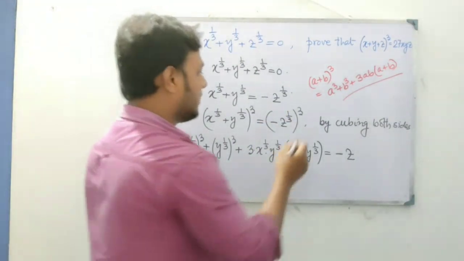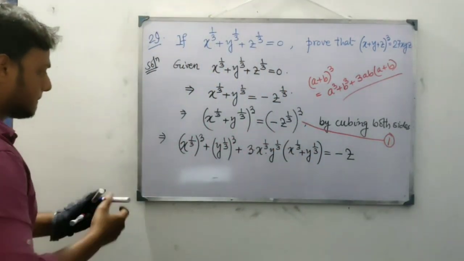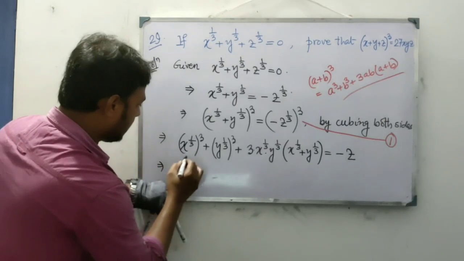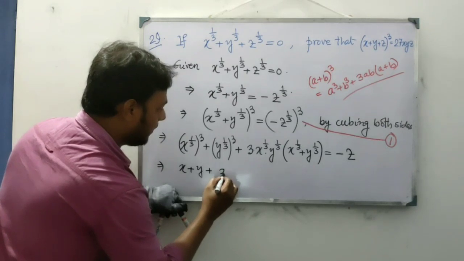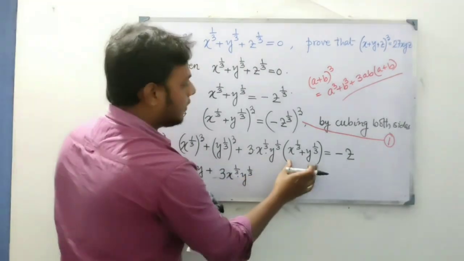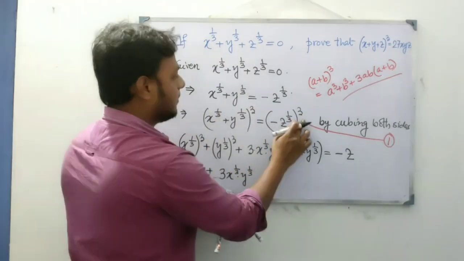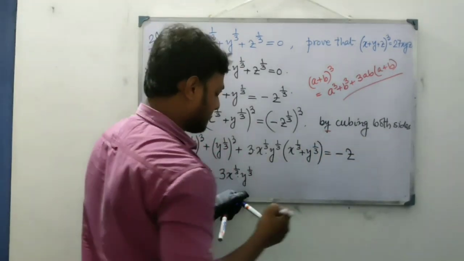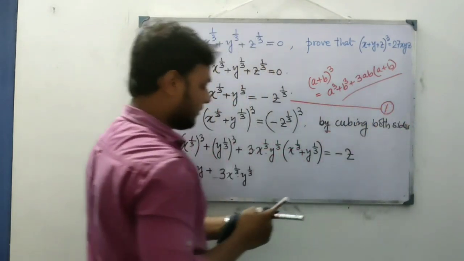Mark a number. This is 1. Okay, this line is one number. So from this line, this is our x, this is our y, plus 3x to the power 1 by 3, y to the power 1 by 3, and in the place of x to the power 1 by 3 plus y to the power 1 by 3, by the previous line, mark this line as 1. Extremely sorry. Mark this line as first 1.